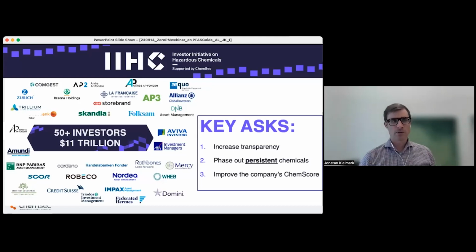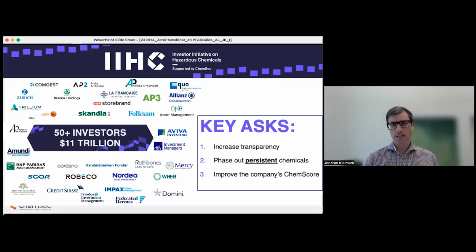But in combination with that, we also have something called the IIHC, the Investor Initiative on Hazardous Chemicals, where we have gathered more than 50 different investors with more than $11 trillion assets under management or similar, to discuss chemicals and how they can talk to chemical producers and the other companies that they are investing in about what they produce and how we can reduce the use of hazardous chemicals. And what it all comes down to is that these investors have 3 asks to the companies that they invest in. The first one is to increase transparency.